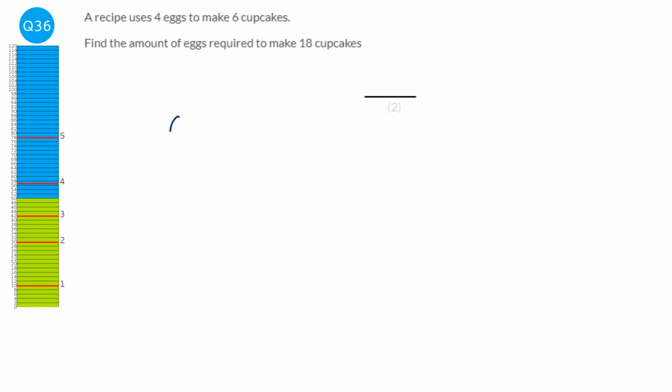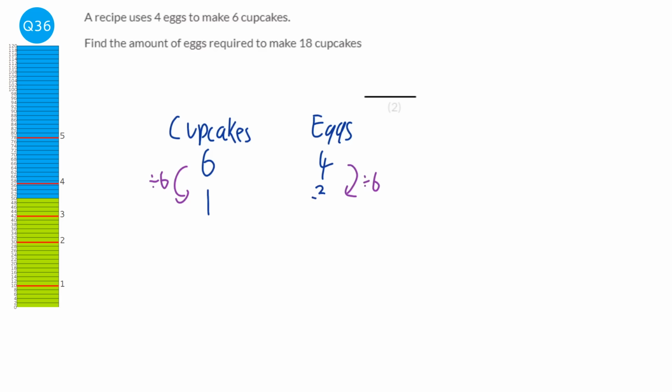So we're going to track the amount of eggs needed to make a certain amount of cupcakes. We're given in the question that 6 cupcakes requires 4 eggs. And what we're going to do is work out how many eggs are required for 1 cupcake. So we're going to divide both sides by 6. And that's for 1 cupcake will be 2/3 of an egg.